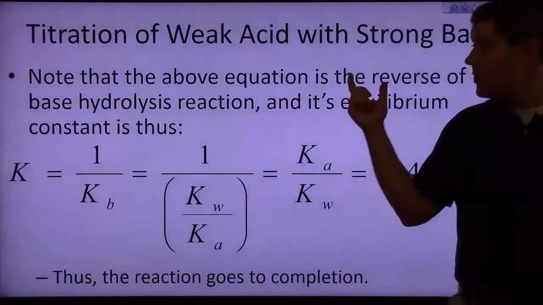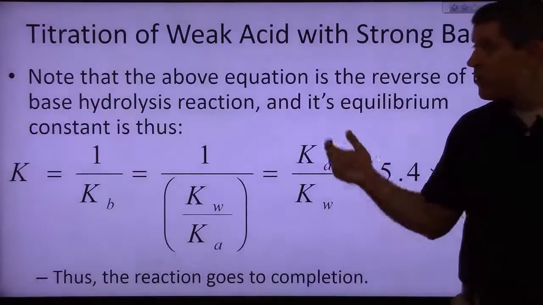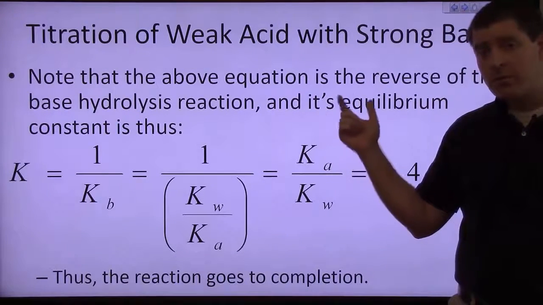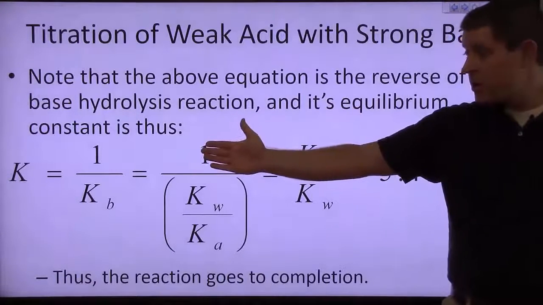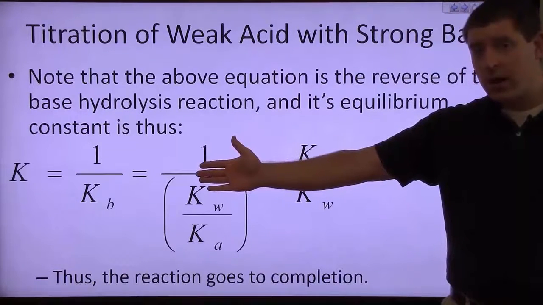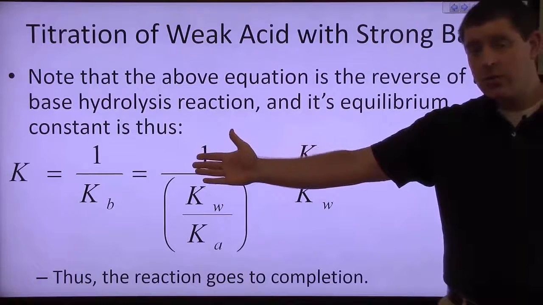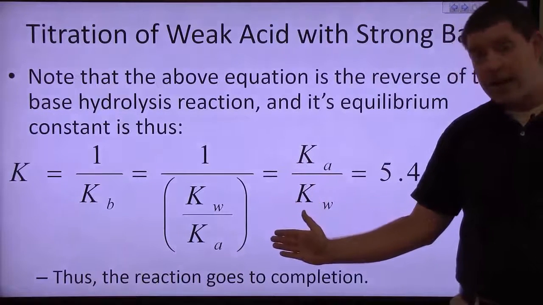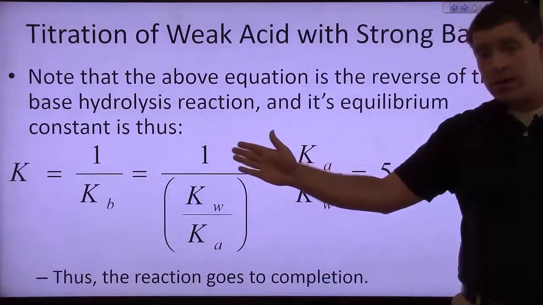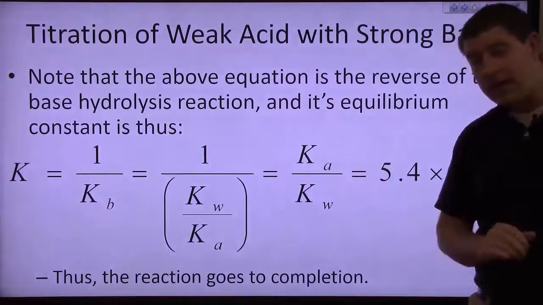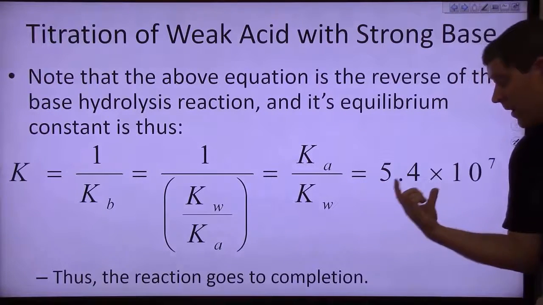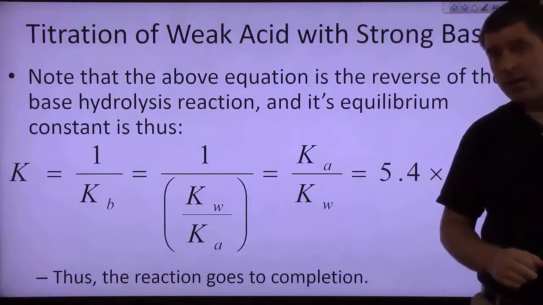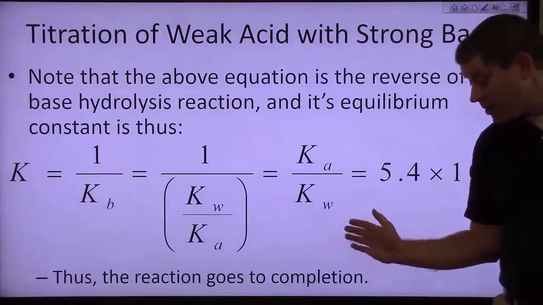Now, note that the equation that I just showed is simply the reverse of the base hydrolysis reaction, and that means that the equilibrium constant for the reaction that I showed is K, which is equal to the inverse of the equilibrium constant for the base hydrolysis, that is K equals 1 over Kb, and we know that Kb is equal to Kw divided by Ka, and that then gives us our equilibrium constant K is equal to Ka divided by Kw, and that gives us then a value of 5.4 times 10 to the 7. Now, because this is a positive exponent, 10 to the positive 7, that means that our reaction goes to completion.